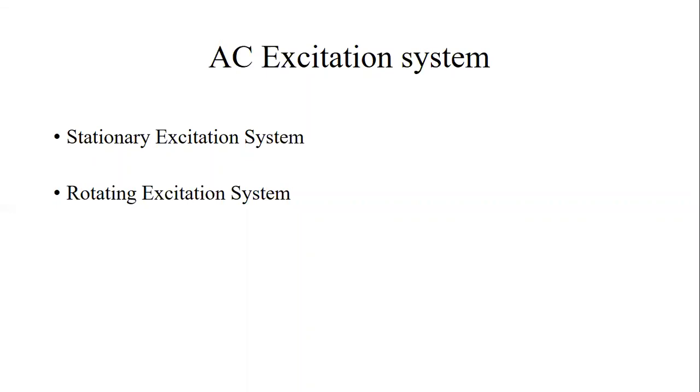In the earlier videos, we have discussed the excitation system. We have even discussed the classification of the excitation system. In that, we have seen DC excitation system, AC excitation system, and static excitation system, out of which we have discussed DC excitation system. Now in this lecture, we will discuss AC excitation system and static excitation system. Let us start our discussion with AC excitation system.